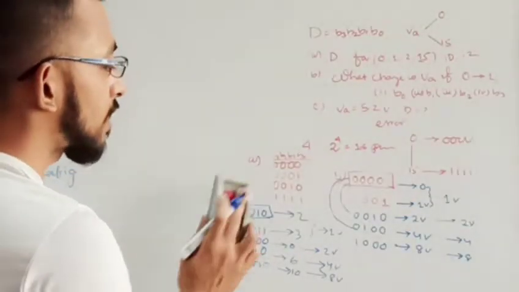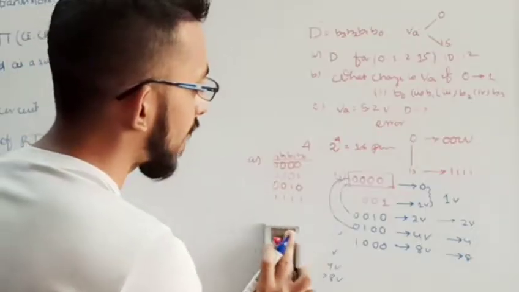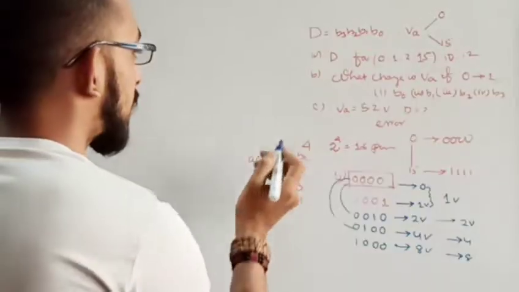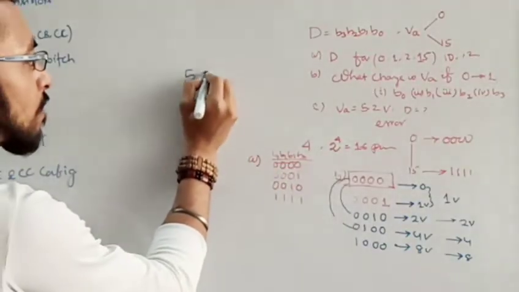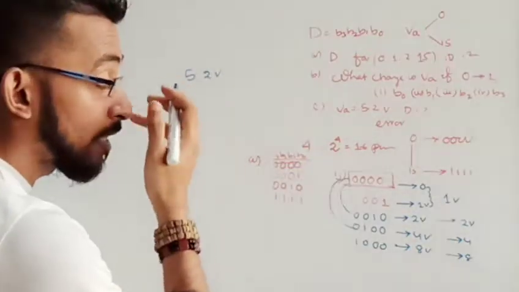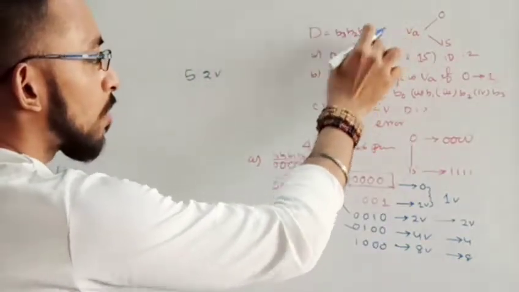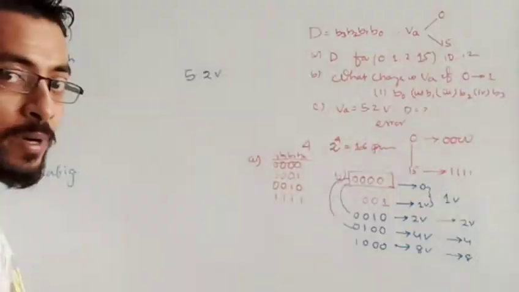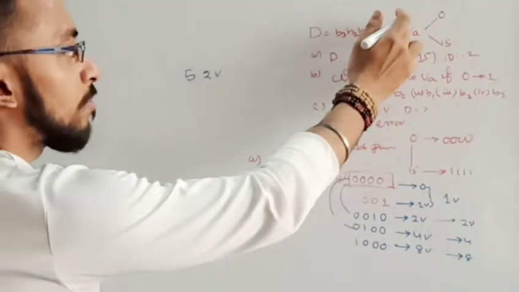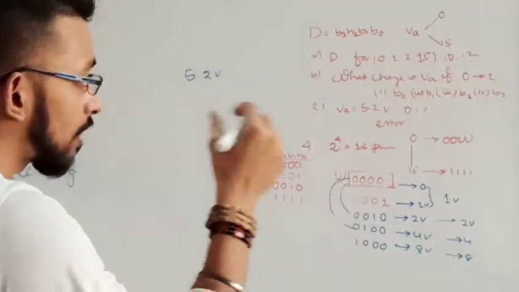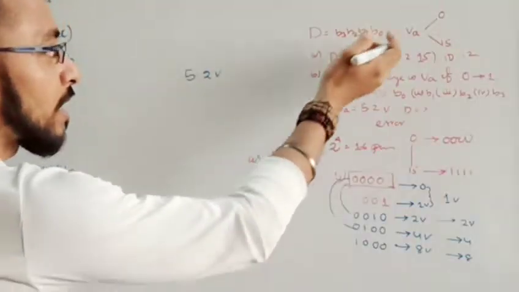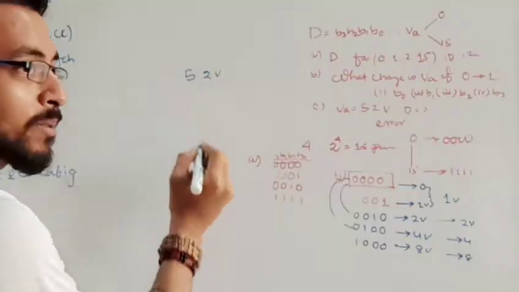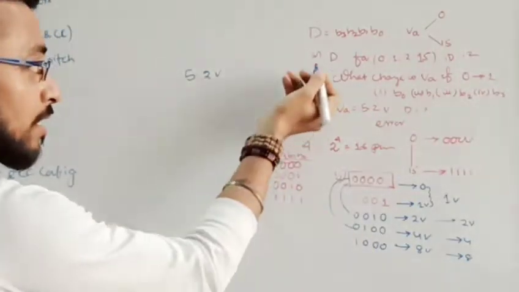Then the third part, it is asked if the value of VA is 5.2, then what will be D? Okay. Given VA equal to 5.2 volt, I have to find my D. But using this 4-bit binary digit, I can't represent this fractional part, because for the fractional part I need more digits after the point. Here that is not given. Here only the 4 digits are given. There is no fractional part. So I can't represent 5.2 in terms of D.